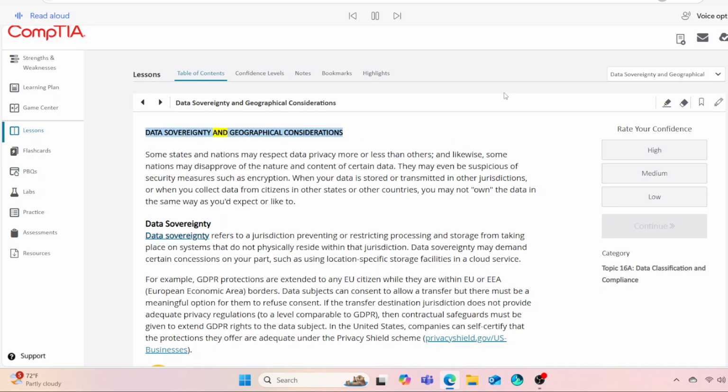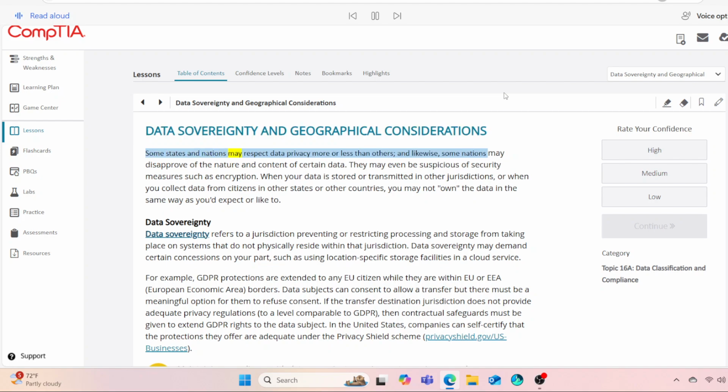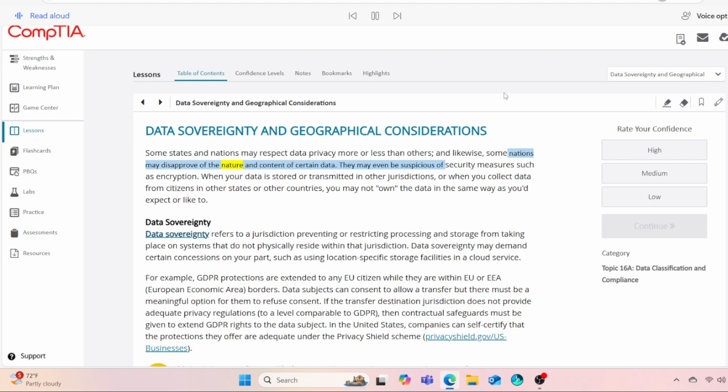Data sovereignty and geographical considerations. Some states and nations may respect data privacy more or less than others, and likewise, some nations may disapprove of the nature and content of certain data. They may even be suspicious of security measures such as encryption. When your data is stored or transmitted in other jurisdictions, or when you collect data from citizens in other states or other countries, you may not own the data in the same way as you'd expect or like to.